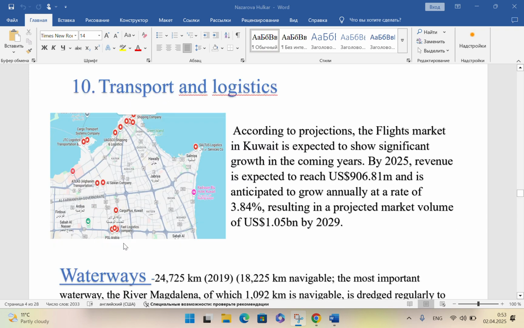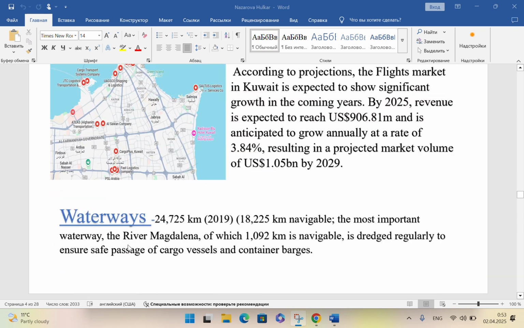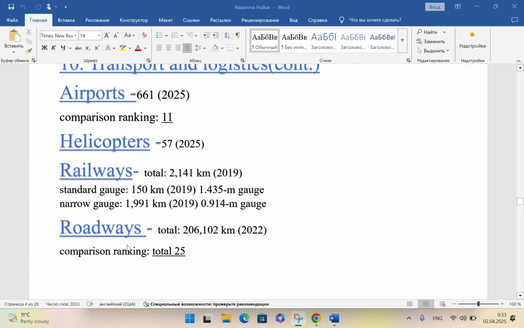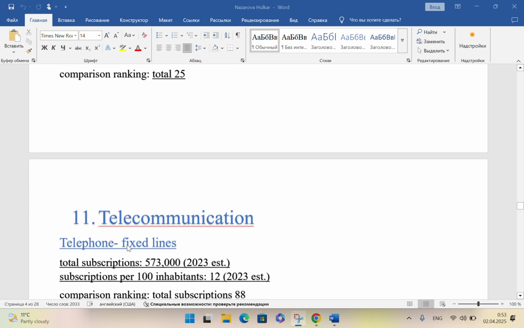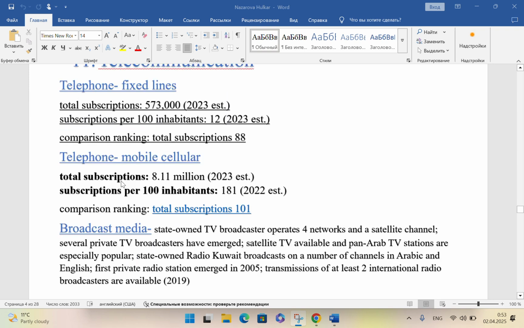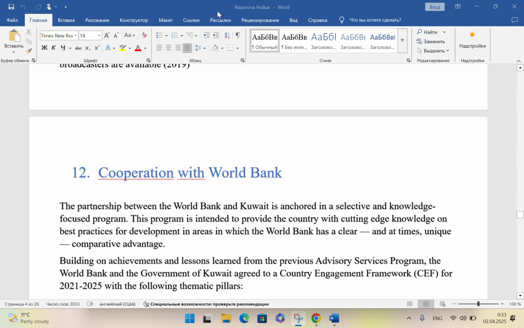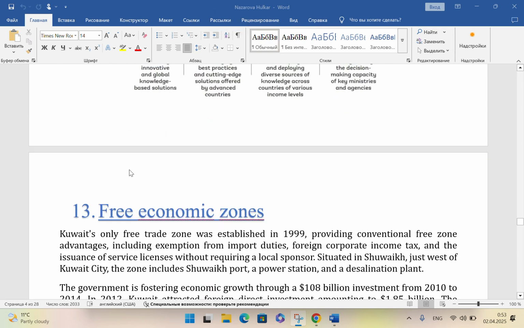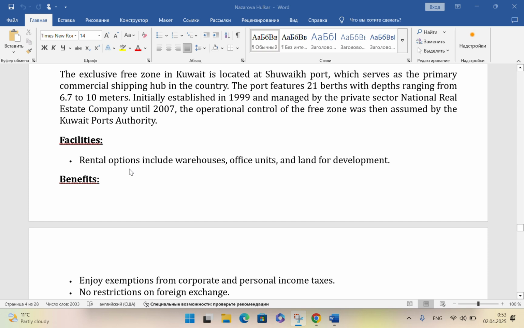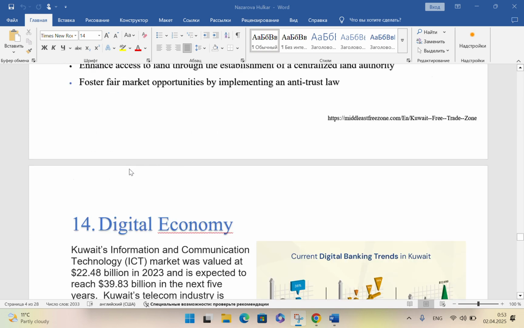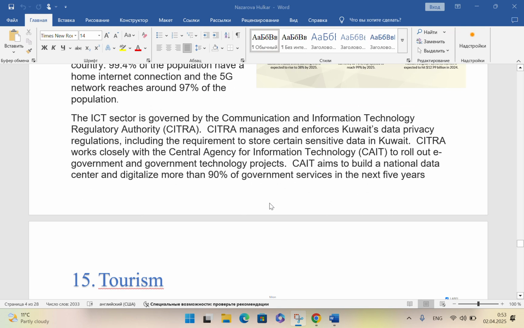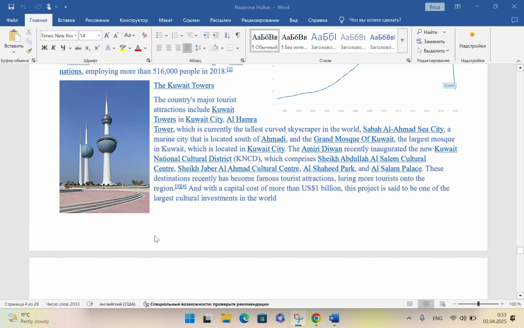So, transport and logistics. Kuwait has waterways, airports, helicopters, railways, and roadways for its transportation and logistics. And there is also telecommunication, in cooperation with World Bank data. Then free economic zones in Kuwait, their benefits, services, and the digital economy. There you have all the information in my presentation.